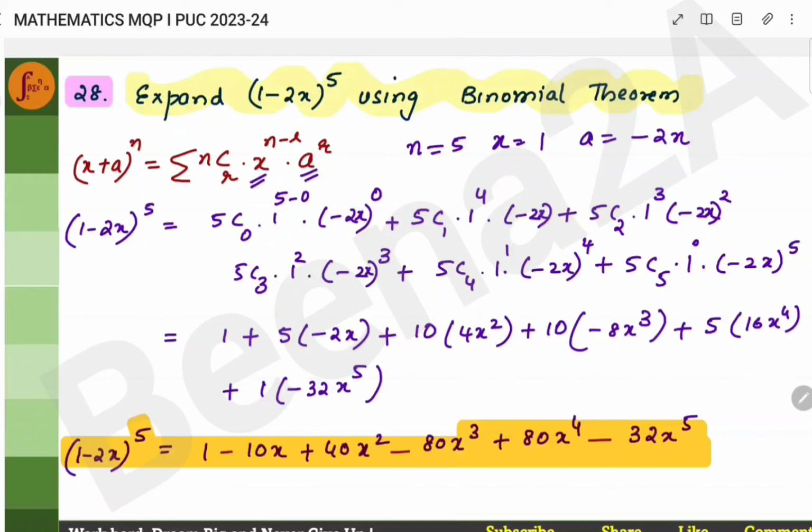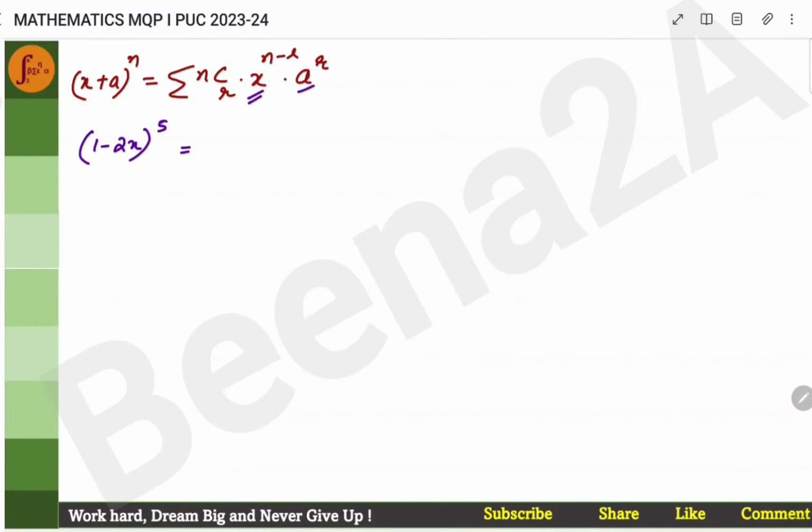You can use the tips and tricks. There is a video which talks about binomial theorem techniques for expanding it easily, without having to struggle. So let's try this out. Okay, let's try to use this technique. So n is equal to 5. The first term is 1 and the second term is minus 2x.